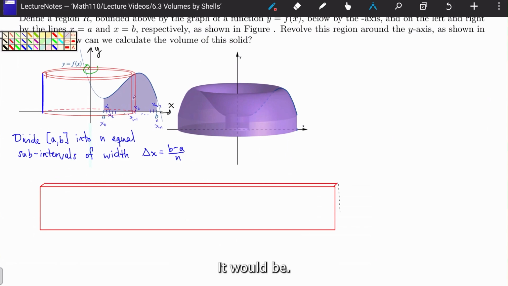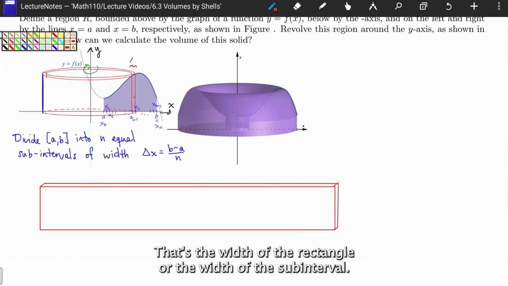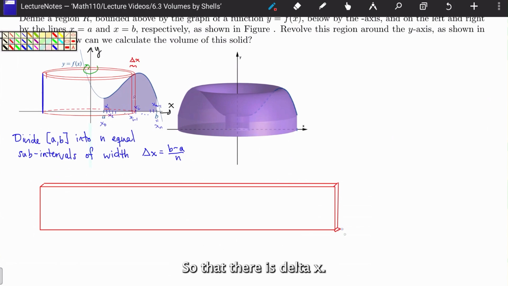The thickness of it would be delta x. So this width is delta x, the width of the rectangle or the width of the subinterval. The height of this large rectangular slab is going to be f of x i star.